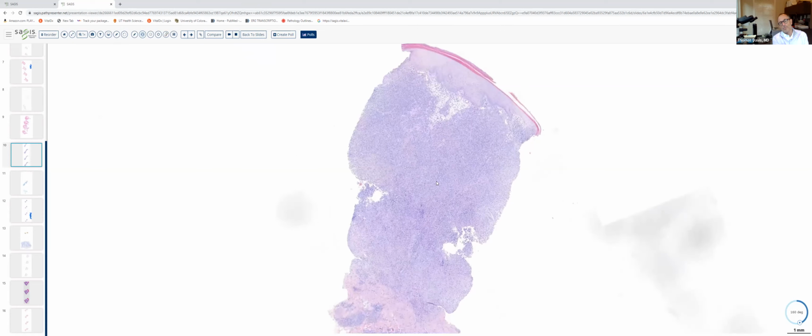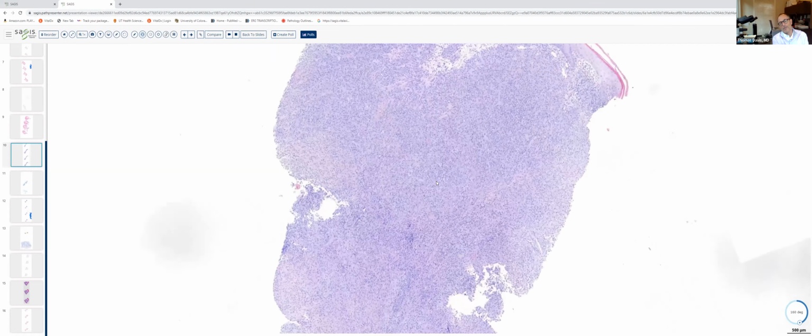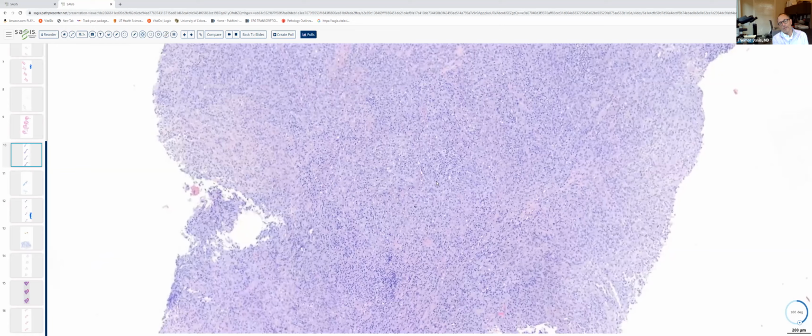And at this power, it's kind of hard to be certain whether we're dealing with a neoplastic infiltrate or an inflammatory infiltrate. We certainly can't assess much in the way of architectural features. Clearly, this is quite cellular. We're seeing a lot of blue, so that means we're seeing a lot of nuclei here. So we're going to have to move into higher power and see kind of what we're dealing with here.